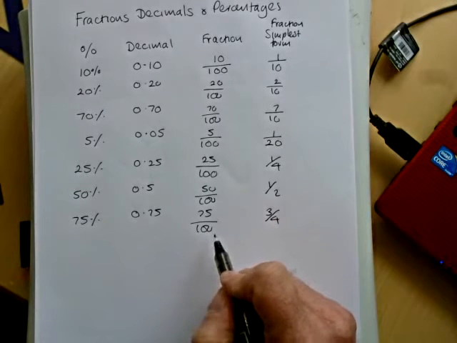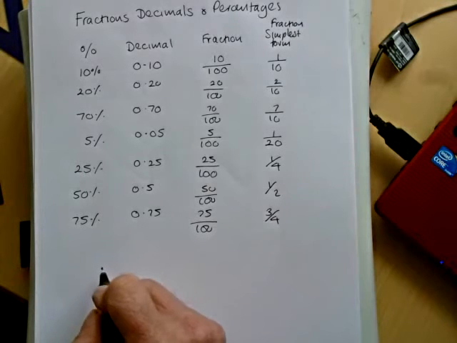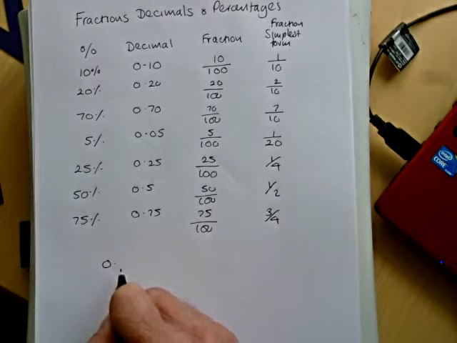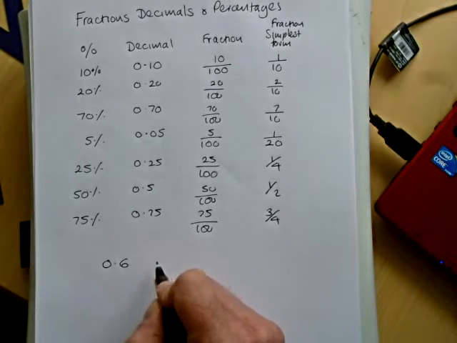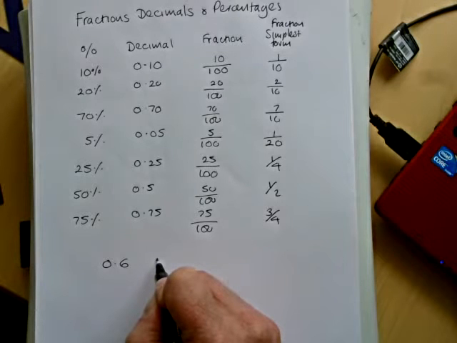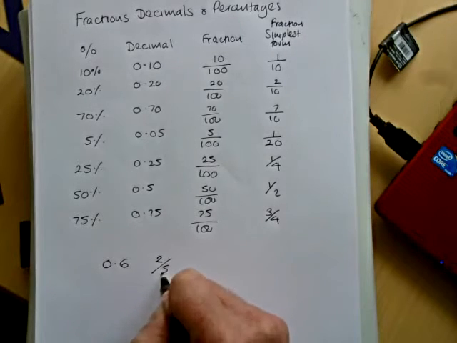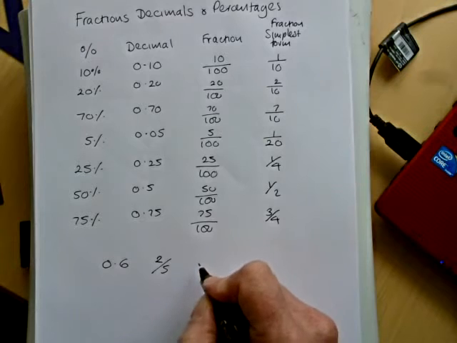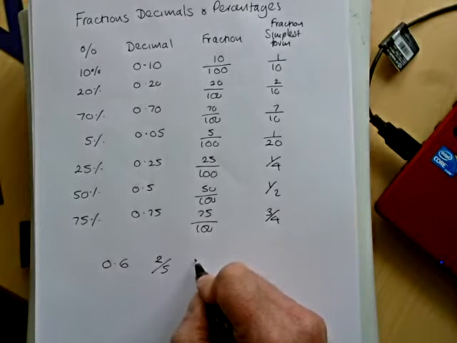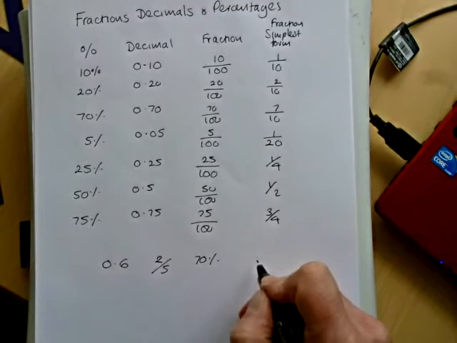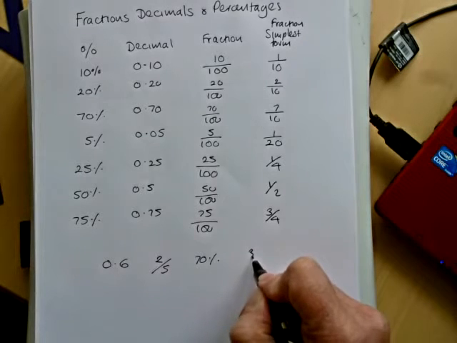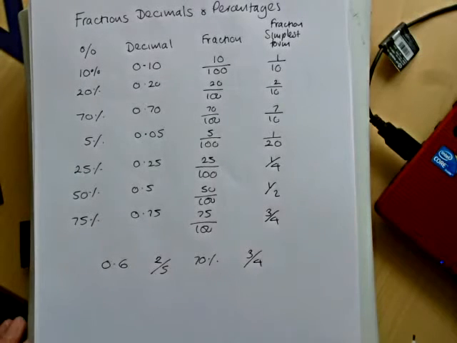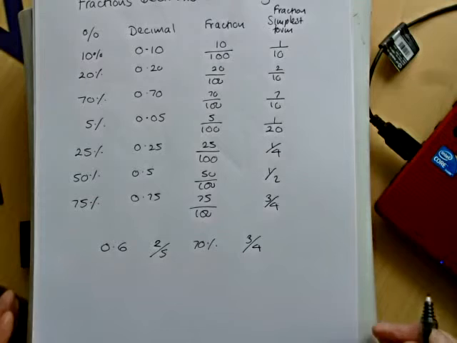So let's suppose we're asked to put some decimals and fractions in order. So let's suppose I had 0.6, I had 2/5, I had 70%, and I had 3/4. So we're going to put those into order.